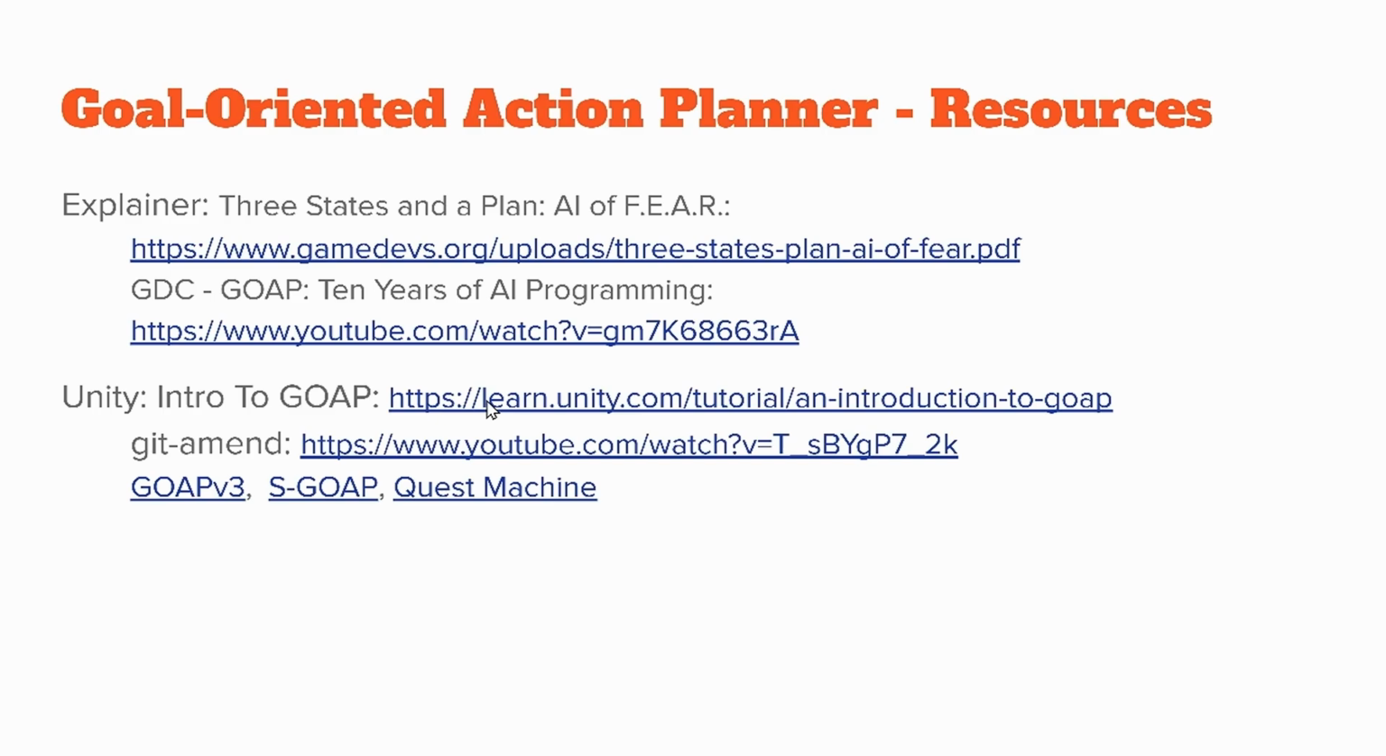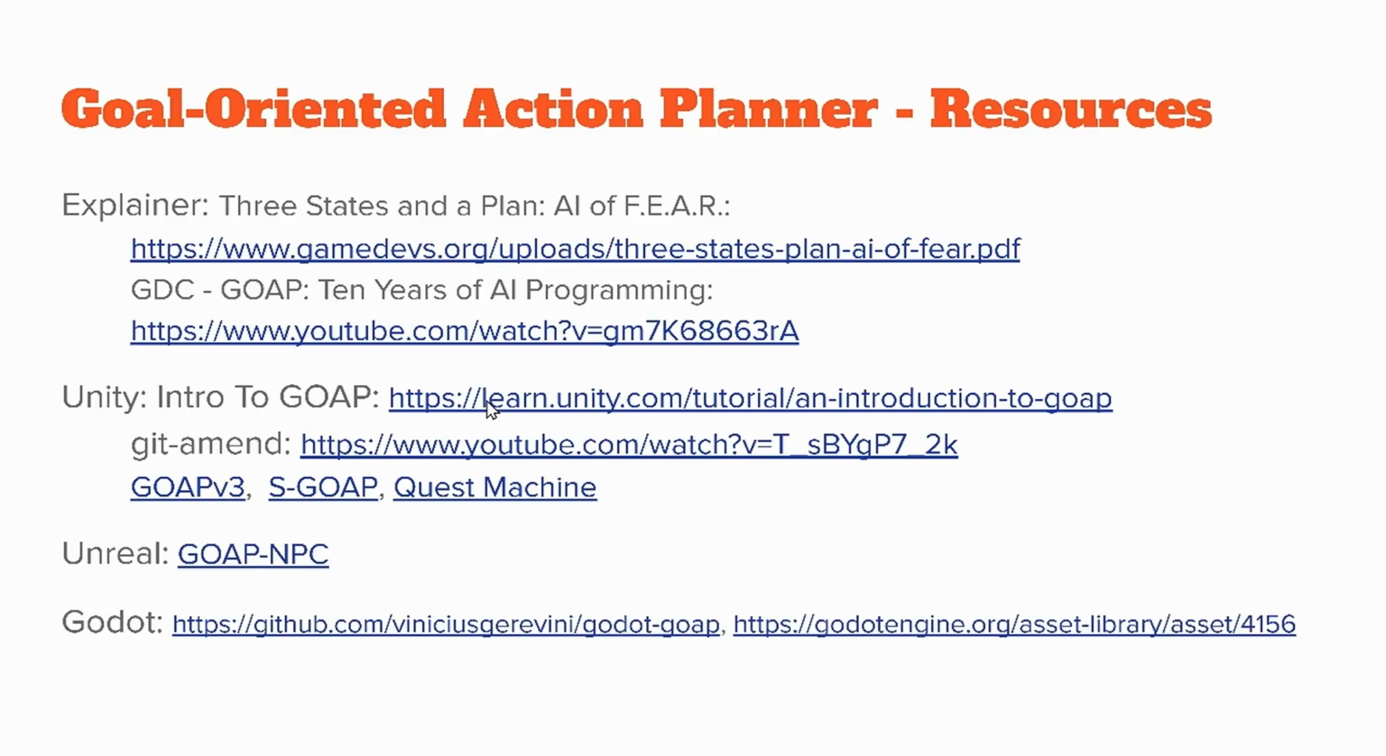Unity has a good tutorial on it, and there is a Unity programming streamer who goes by the name Git Amend. His videos are fantastic. I can recommend them for any topic that he does, but he does a good goal-oriented action planning one. There are several tools that you can use to implement GOAP in Unity and in Unreal and in Godot. I'm sorry, I'm only mentioning these three, but there's only so much.